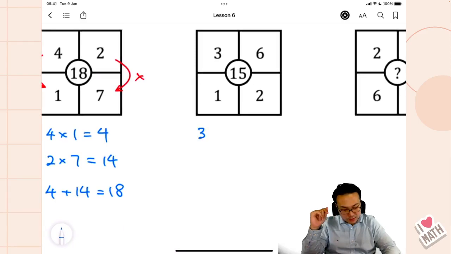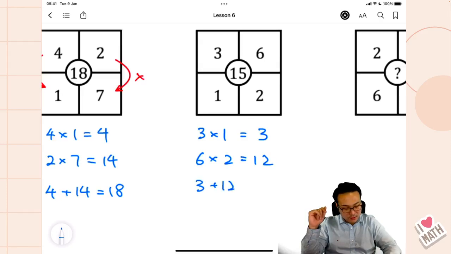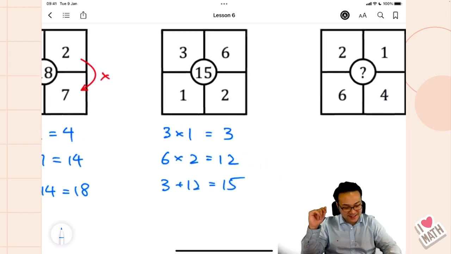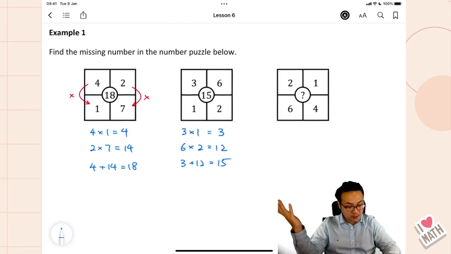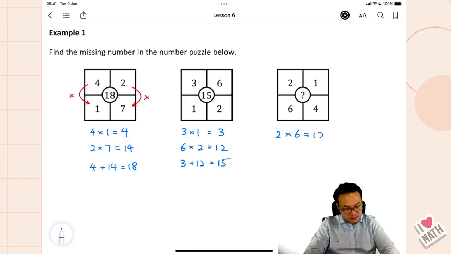So same for the next puzzle. We multiply downwards, and we add them together, we get 15. So, what is the question mark? Repeat the steps. 2 times 6, 1 times 4, add them together, and you get the final answer.